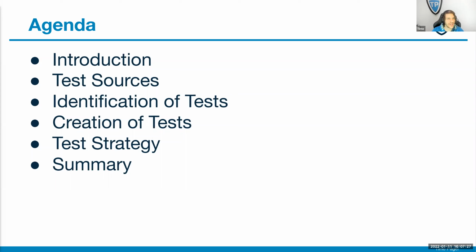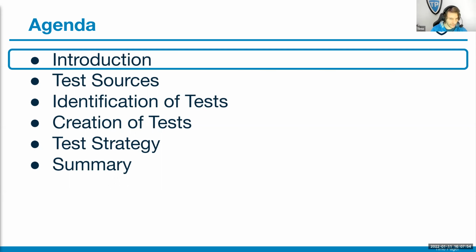So this is the agenda for today. We start with an introduction about tests in general. We talk about test sources. So what are the sources for tests in general? Can you identify security-related tests? How can you create security-related tests? What is the strategy of implementing tests? Because there are so many different types. How do you start? And in the end, we have a summary. So I'm looking forward to give you this introduction. So we start with an introduction.